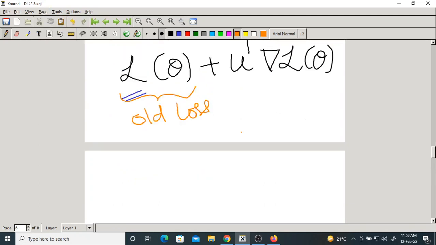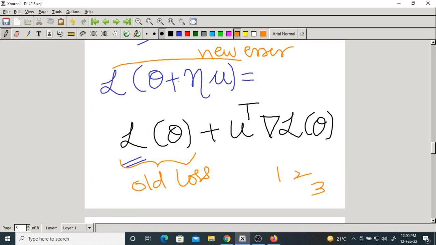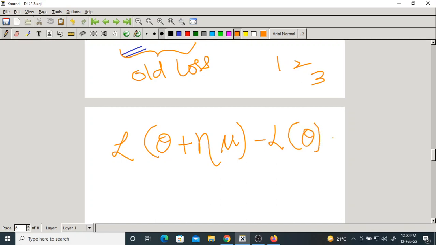So we do so many iterations, right? Suppose you're doing the first iteration. Compared to the first, the second iteration should have less error. Obviously the third should be even less, and so on. So this error should be less than this error. Then only can we say that we are moving in the right direction. Isn't it? Obviously, I want the new error, L of theta plus eta u, minus the present error, to be less than 0.